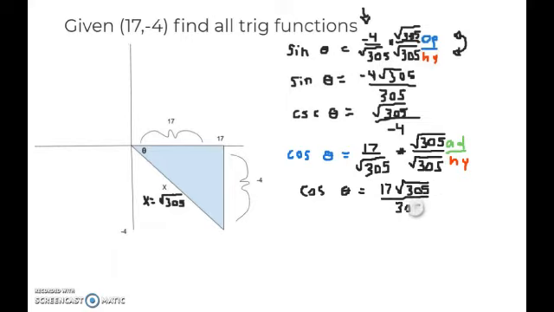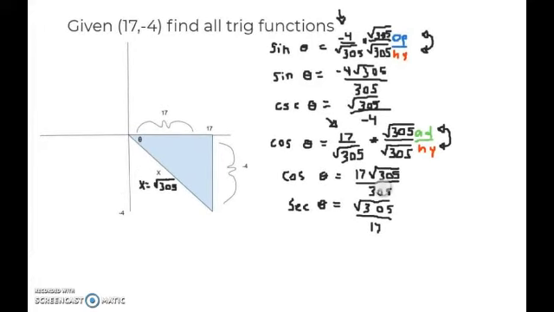And then for the reciprocal function, you switch the adjacent and the hypotenuse, so it'll be hypotenuse over adjacent rather than adjacent over hypotenuse. So secant of theta, and make sure to use the original one, 17 over the square root of 305, so secant of theta will equal the square root of 305 over 17.